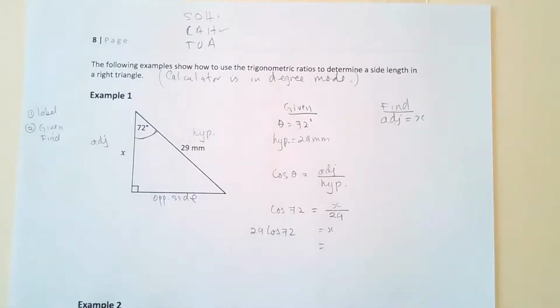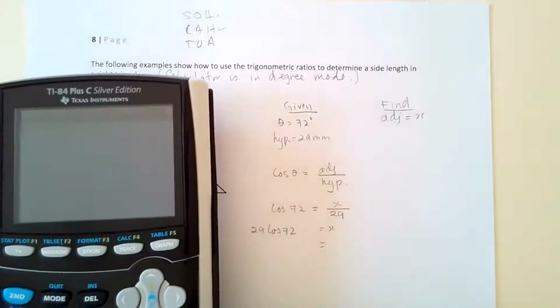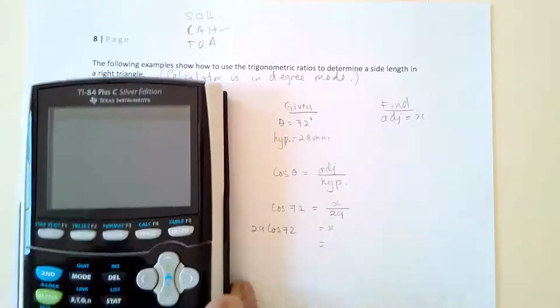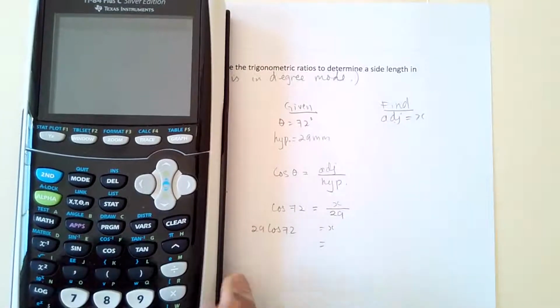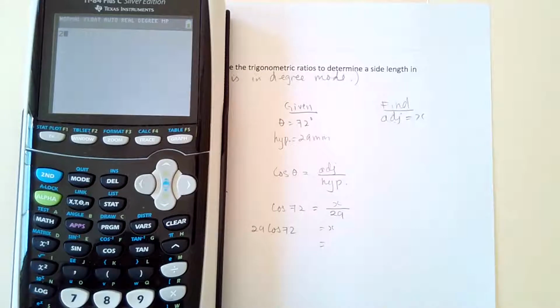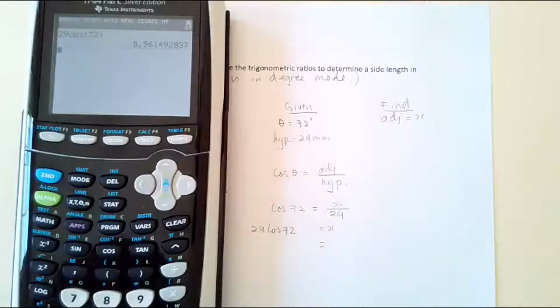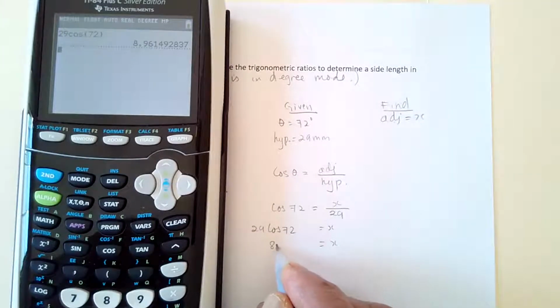Now I'll go to my trusted calculator and I'll show you how to do that. So I'll punch in 29, then I'll press my cos button, 72, close bracket, and it gives me 8.96. So x is 8.96. In this case, it is millimeters.